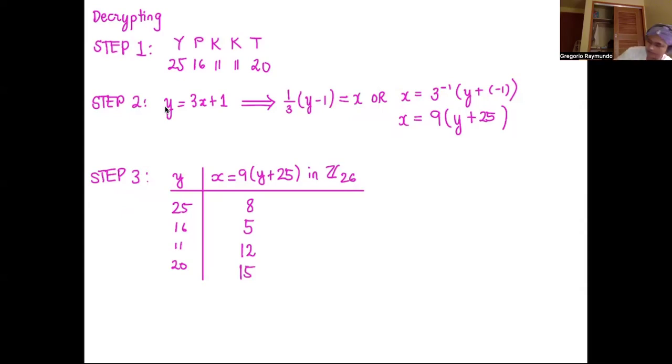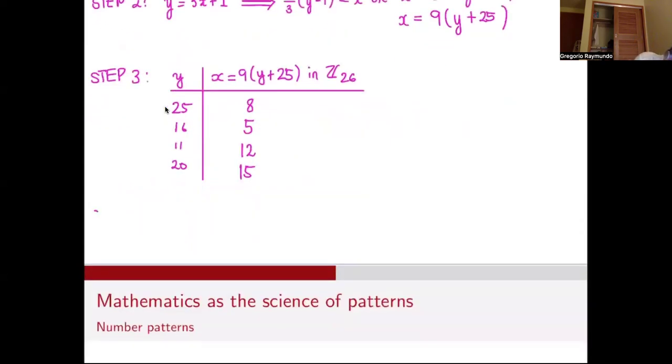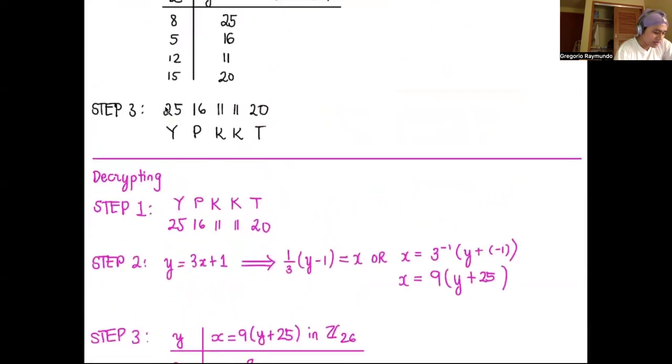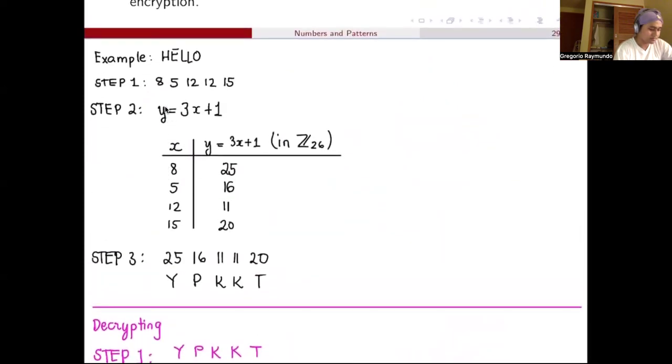And so, pag kinonvert natin ito, step 4, you have 8, 5, 12, 12, 15. Ang 8 ay H, ang 5 ay E, ang 12 ay L, ang 12 ay L, ang 15 ay O. Hello. Okay. So, medyo matrabaho to, no?